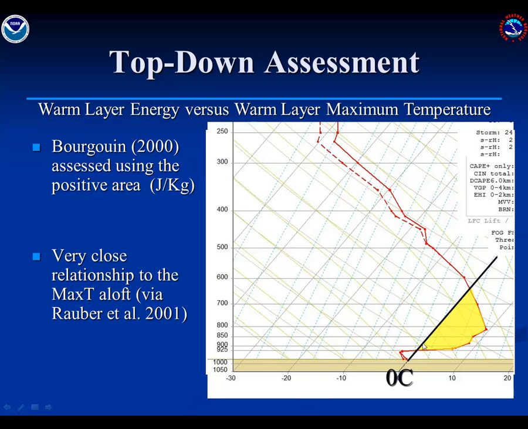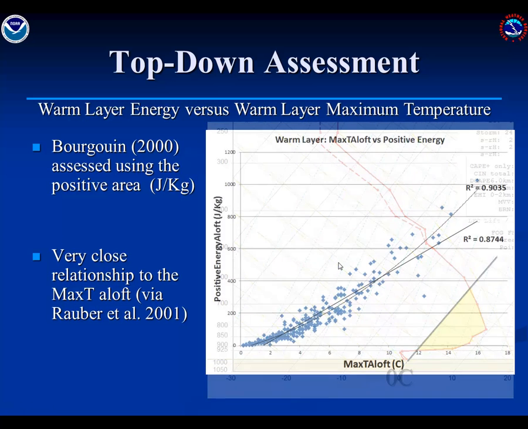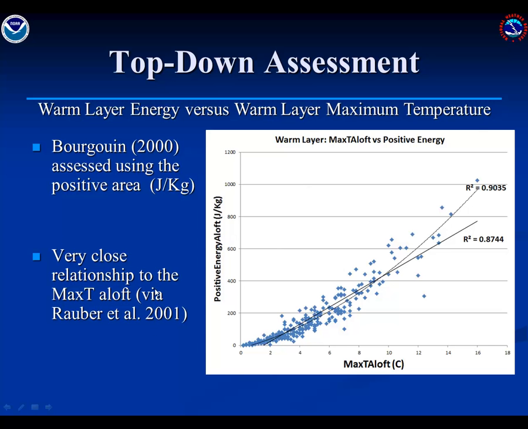Burgoyne also assessed the positive area in joules per kilogram of that warm layer. He basically looked at the yellow area here and calculated the joules per kilogram that were in that warm layer. And there's a very close relationship actually between the maximum T aloft and the positive energy within the warm layer. If we look at the diagnostic from Rauber's data set for positive energy aloft, and you see all those points plotted here, the linear line here gives us our R-squared value of 0.8744. Basically that tells us that 87% of the variability in the positive energy aloft can be explained by using the maximum temperature aloft. So there's a close relationship between the two.